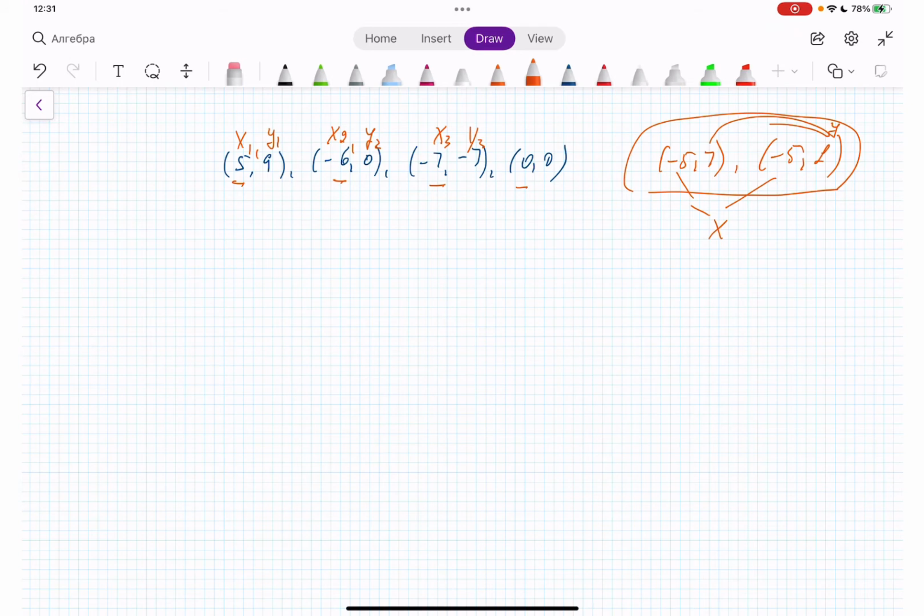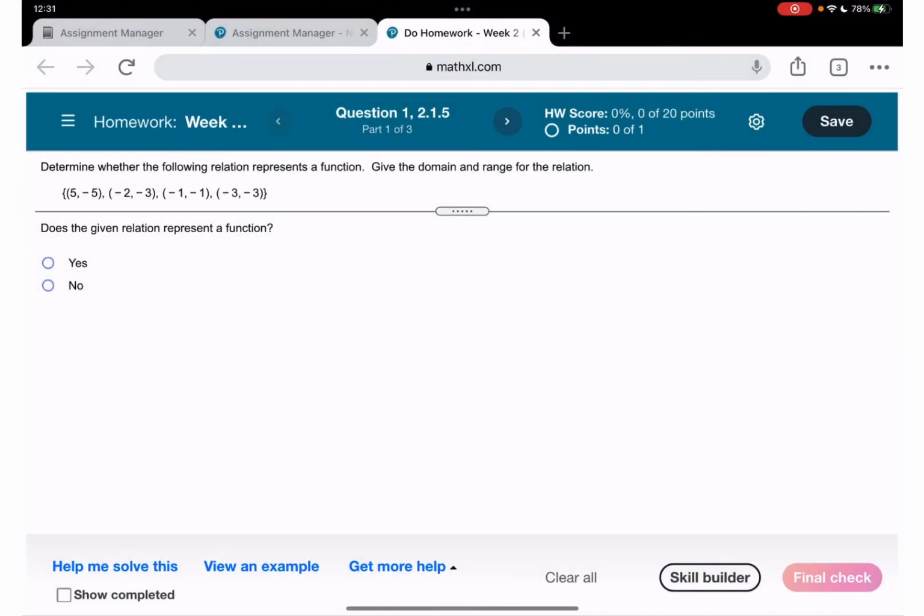So to represent it from the other side, we can say if x in this coordinate is repeating itself, then it's not a function. So in our case, it's not repeating itself, therefore we have a function. So let's go back to our case. So our x is 5, -2, -1, -3. So none of them repeat, right?